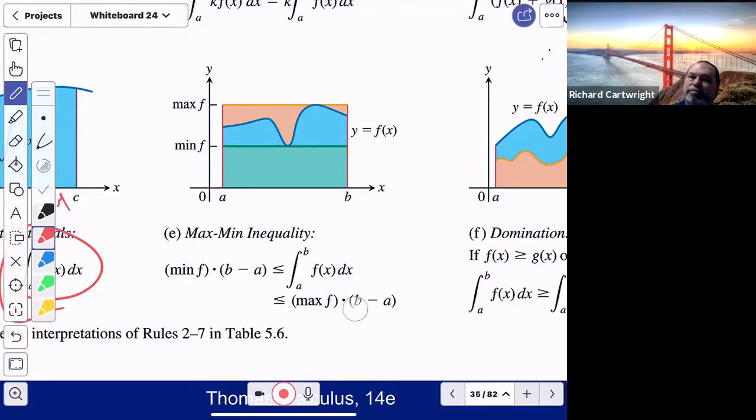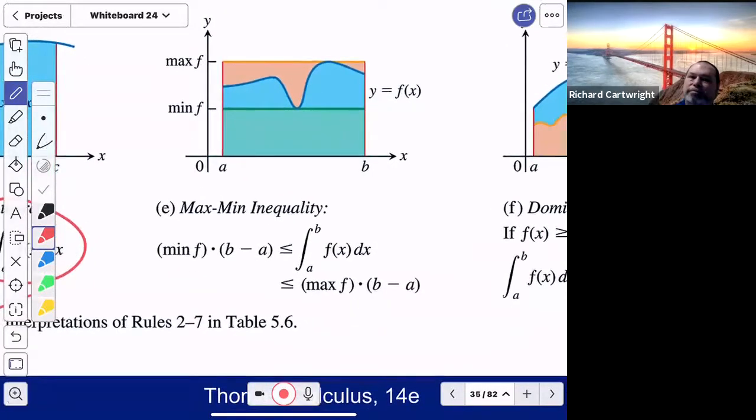Okay. Max and min inequality. The minimum times b minus a, so b minus a is whatever that number is. The minimum times b minus a will always be less than the integral of f of x, because here's f of x. F of x is this line here. So your minimum down here is your lowest place of the function, right here. That horizontal line and that rectangle could give you the minimum area.